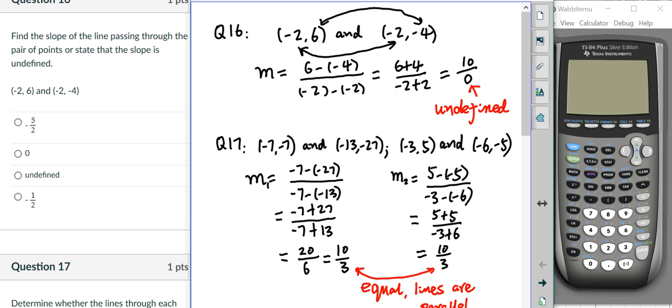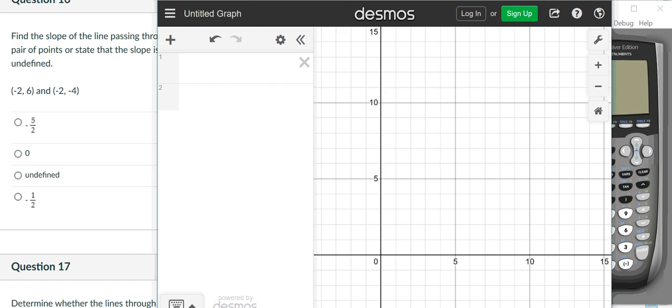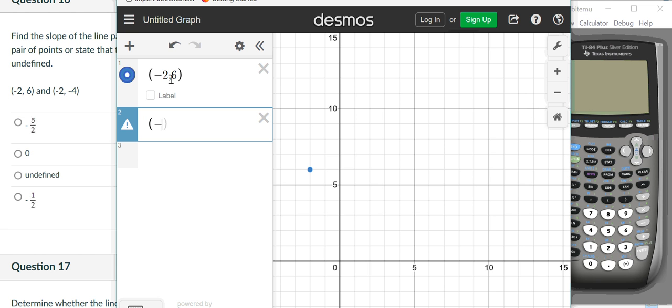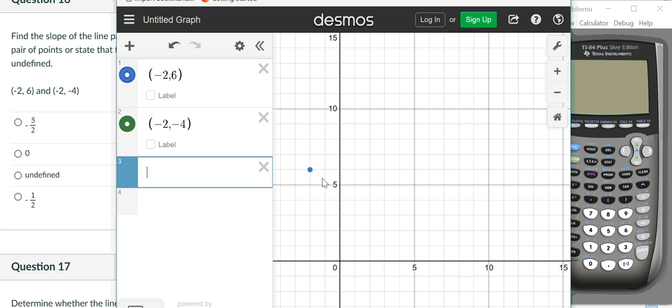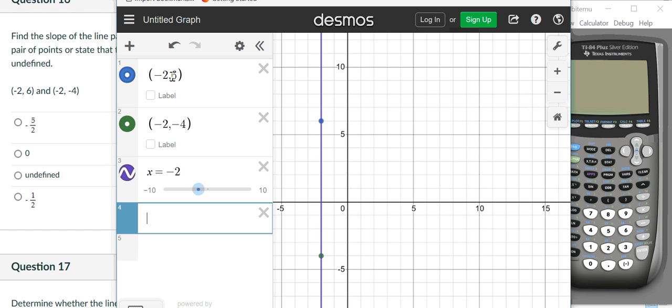By looking at our picture here, we may put those two points on the graph. The first one is (-2, 6), right here. The second one is (-2, -4). If we connect those two points, we get the line x equals -2. You see, the x value never changed, -2, -2.